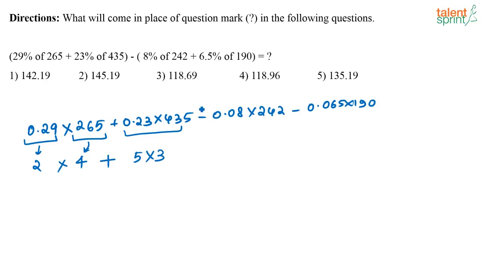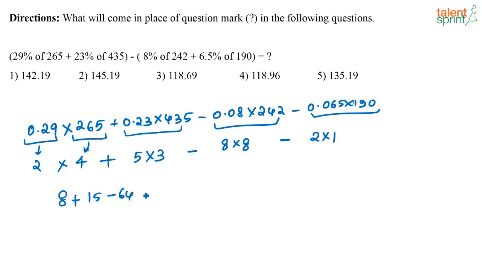Then this minus you put as such. So the digital root here will be 8 into, again 8, minus, here the digital root will be 11, so 6 plus 5 is 11, so the digital root is 2. 2 into 190, digital root is 1. So just perform these. This is 8 plus 15 minus 64 minus 2. That is 8 plus 6 minus 1 minus 2. So what do you have here? 8 plus 3, that is 11. So here the digital root is 2.